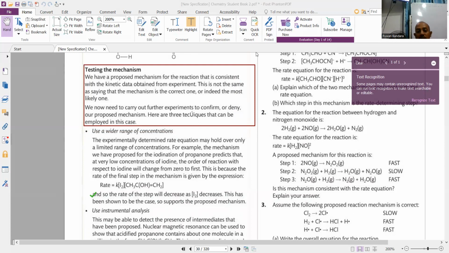Why is the mechanism faster with iodine? Because the slower step is already gone, and iodine is not involved in the rate determining step. This is not the same as saying the mechanism is the correct one, only that it is the most likely one. We now need to carry out further experiments to confirm or deny our proposed mechanism. We have 3 techniques, and I'll explain these 3 techniques.